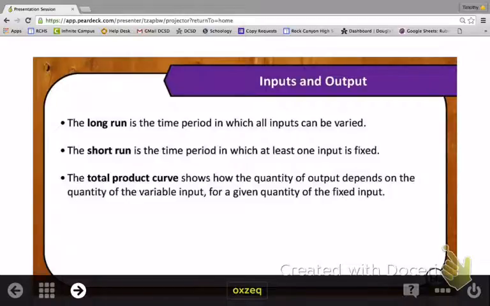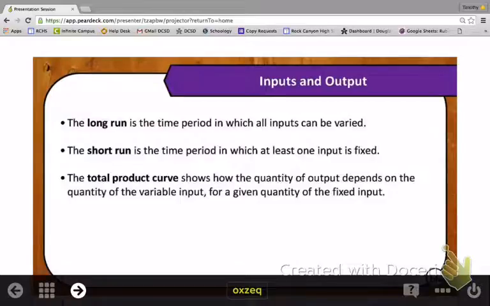So the amount of time it takes to be able to change all of your inputs, any of the inputs that you want in terms of quantity, is what is called the long run. And over the long run, you can increase the quantity that you produce because you can increase all of your inputs. But in the short run, you're limited in how much you can produce by that fixed input.